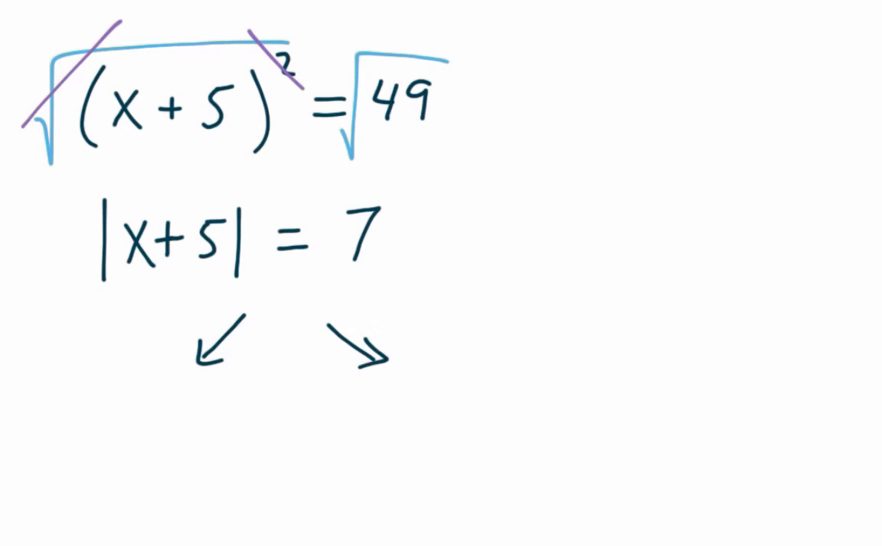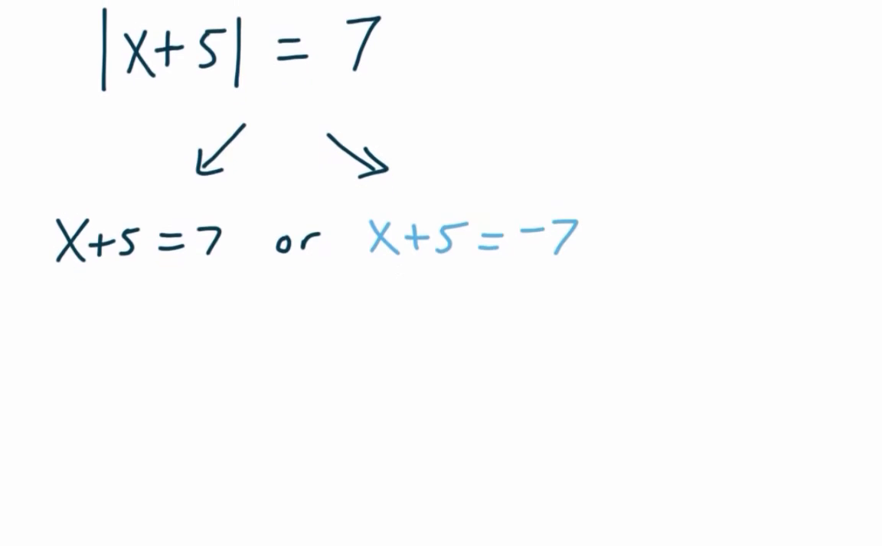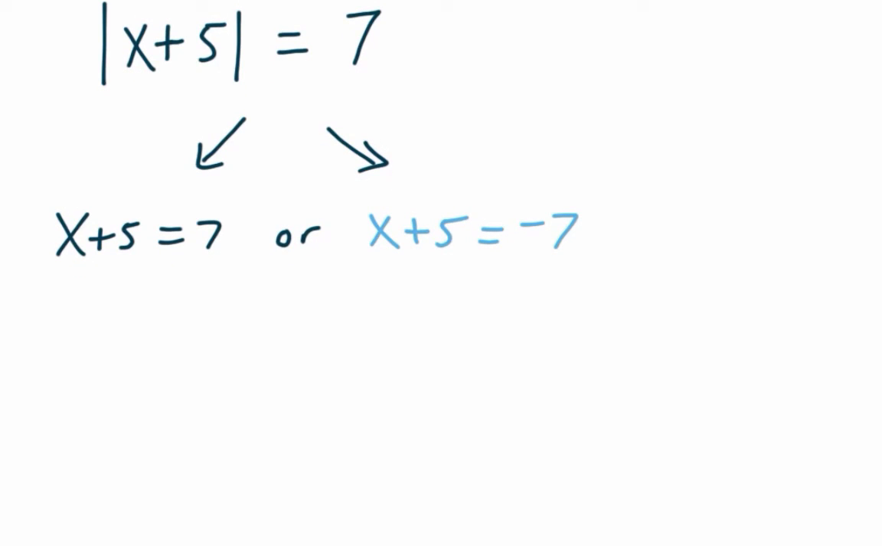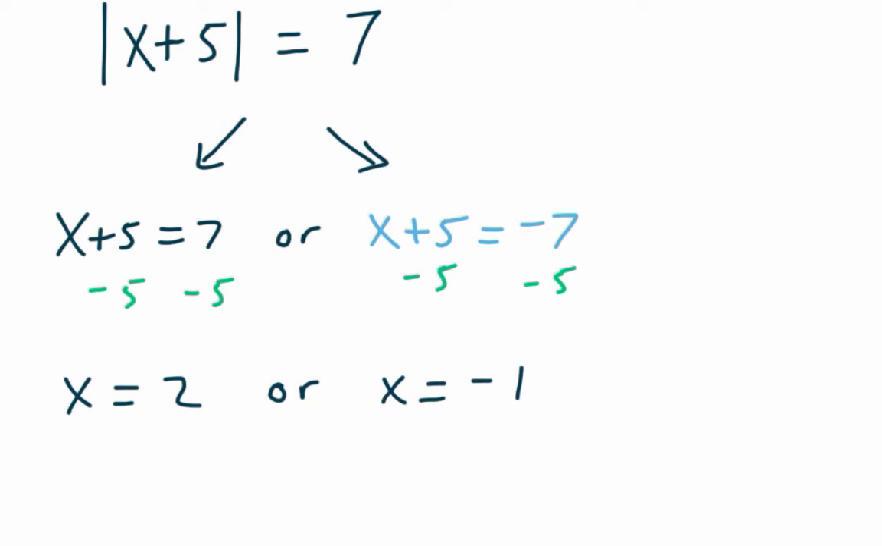So now I could break this thing up, and what's inside here could be 7, because the absolute value of 7 equals 7. So I then could say x plus 5 equals 7. My other option is that what's inside here could have been a negative 7, because the absolute value of negative 7 would give me a positive 7. So my x plus 5 could be a negative 7. And now I go through and have to solve both of these. So I would subtract 5 from both sides and do the same thing here. And then I get x equals 2 or x equals negative 12.